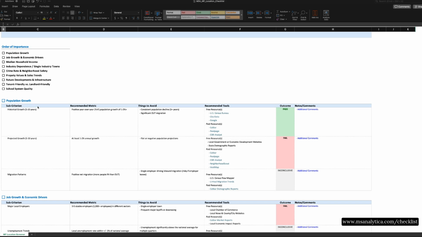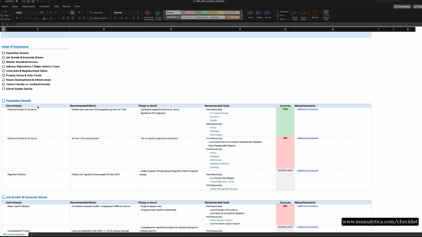You want to check the population growth, the job growth, the median household income of that area, the latest on the crime, property values, and sales trends. You obviously don't want to buy a property in an area where property value is decreasing. Any future developments or infrastructure in that area? Is it tenant-friendly or landlord-friendly? Some investors only want to invest in landlord-friendly states. If an area is not landlord-friendly, you can immediately screen out those deals.